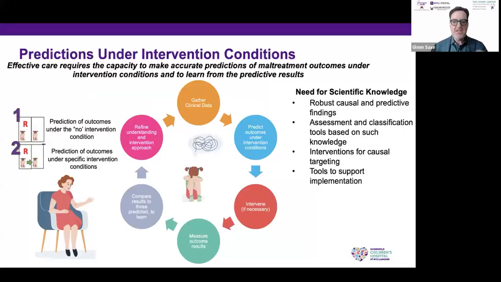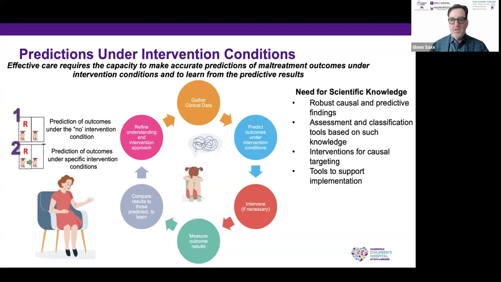Okay. Oh, and the last thing, because I'm going to be referring to this again and again in this series: I want to define that effective care requires the capacity to make accurate predictions of maltreatment outcomes under intervention conditions and to learn from the predictive results. So we gather our data, we then decide what it means. We want to reduce risk or say this person doesn't need intervention, but it's all about predicting outcomes under intervention conditions. So we intervene because we expect things will get better.